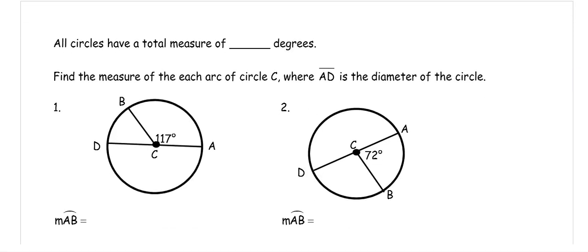Remember that all circles are always going to have 360 degrees. This is important to help us when we're trying to find different central angles or arcs of a circle.